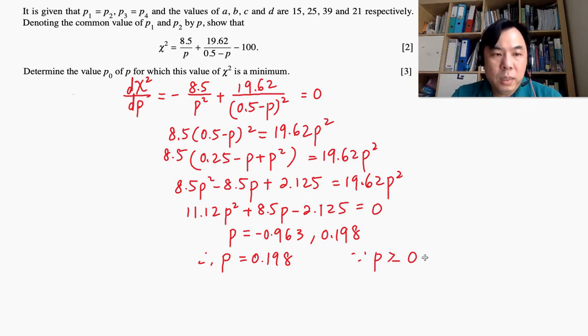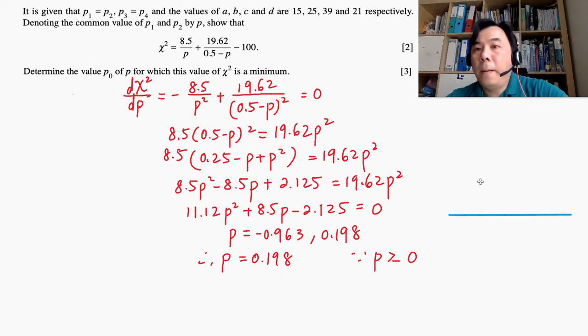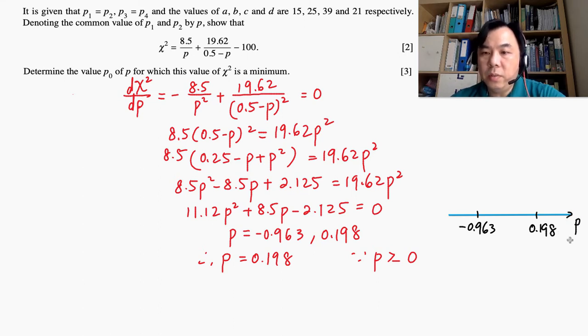Now, there are many ways we can actually do this. One easy way that I always use would be a line number. So I'll just draw a line number here, and then all I need to do is just place all my roots that I have already obtained here. So negative 0.963 and then 0.198 here. Okay, this is p. Now, what I'm trying to analyze here is the value of the gradient for the chi-square in this case, or the derivative for chi-square.